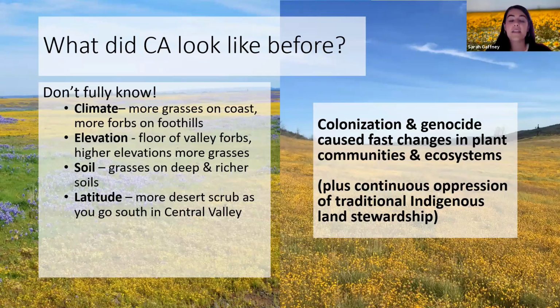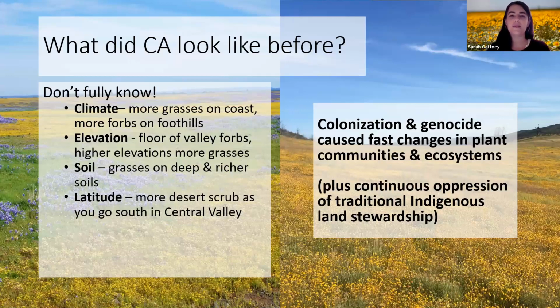Elevation has probably played a role in what we see. The floor of the Central Valley was probably dominated by the flowers, whereas the higher elevations might have had more grasses. When we look at soils, probably our grasses were on deep and richer soils. And with latitude, up where we are in the northern part of the valley, it probably was more dominated by perennial grasses and some forbs, but then as you go south, probably there is more desert scrub.